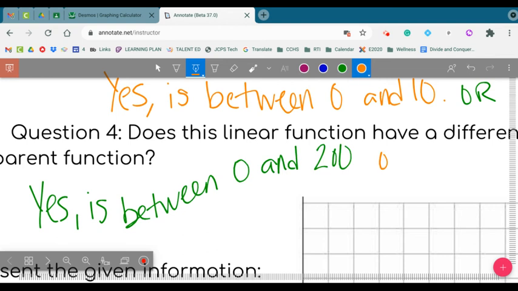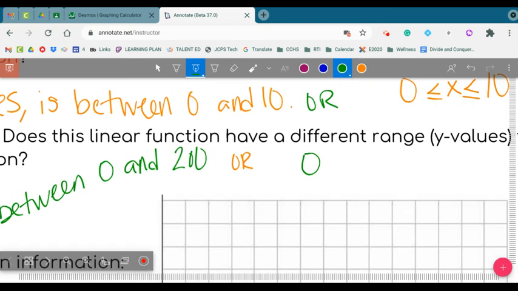So another way we can write this is by putting 0 is less than or equal to y, which is less than or equal to 200. And you guys, our inequality signs for these domains for our word problems are always going to be the same. Because it's basically saying y is less than or equal to 200, but it's greater than or equal to 0. So we're in between 0 and 200.